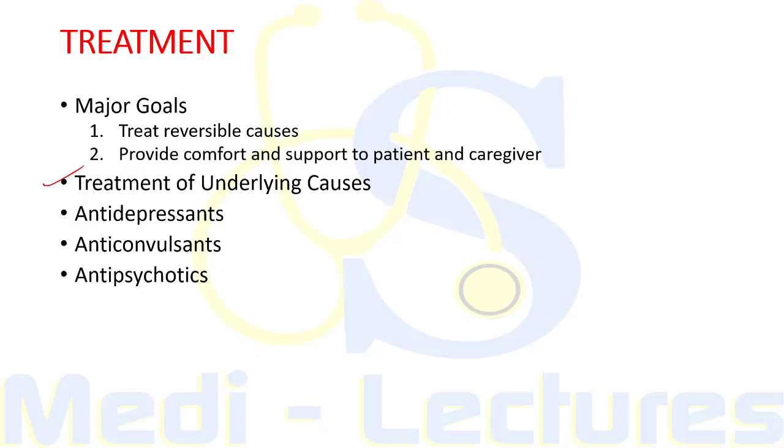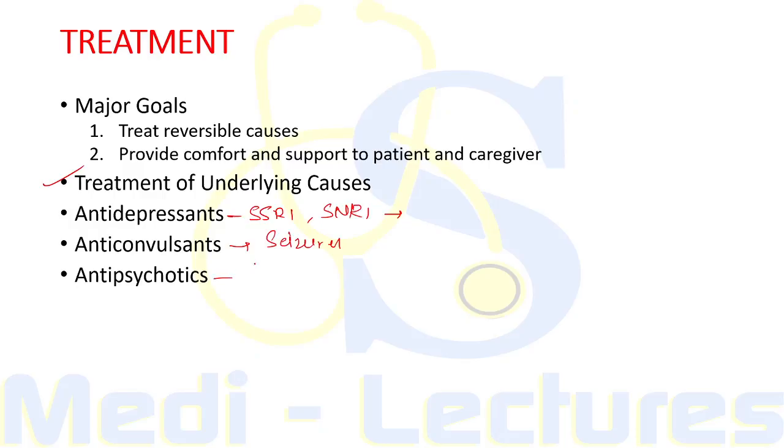Now the supportive treatment includes antidepressants like selective serotonin reuptake inhibitors and serotonin norepinephrine reuptake inhibitors. So these have anxiolytic properties, and these can be considered in patients because dementia itself leads to depression and anxiety. Anticonvulsants should be used if a patient is having seizures.